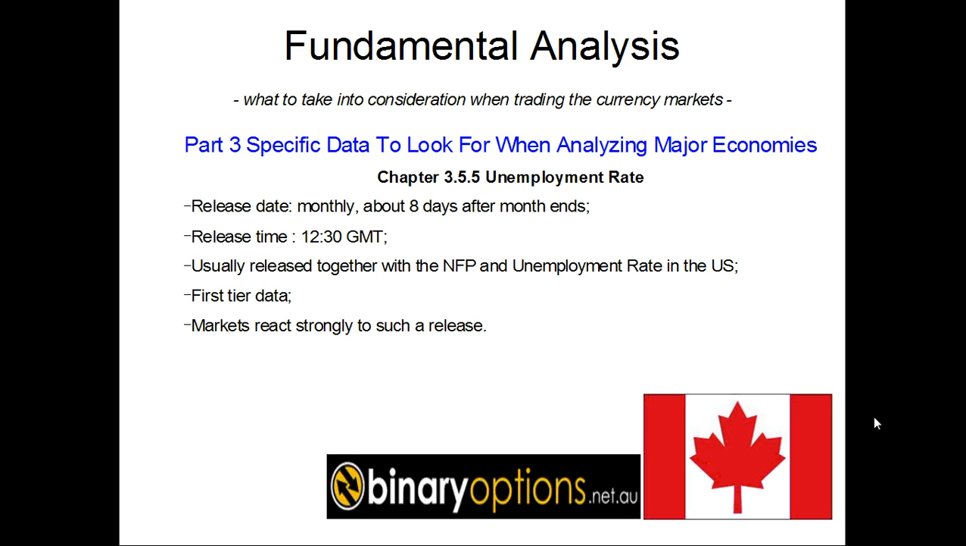It is first tier data, and the unemployment rate and the employment change in Canada are released together, usually together with the NFP and the unemployment rate in the United States, on the first Friday of each month, but it is not mandatory for them to come together, only usually, let's say. Sometimes, like it was the case this month in August, they were released on a different date. The release date is monthly, about 8 days after month ends, and the release time is 12:30 GMT.